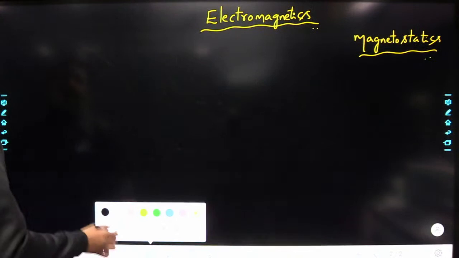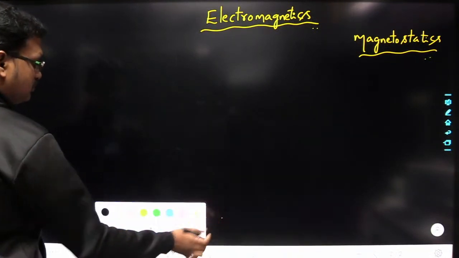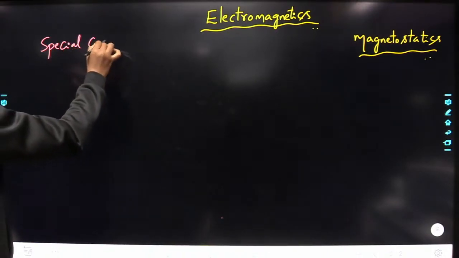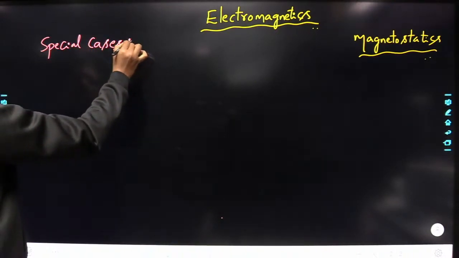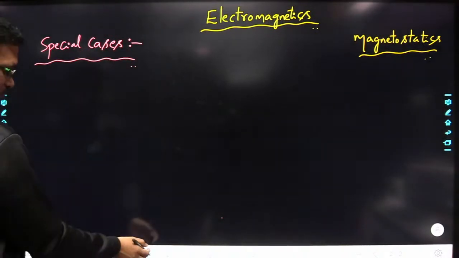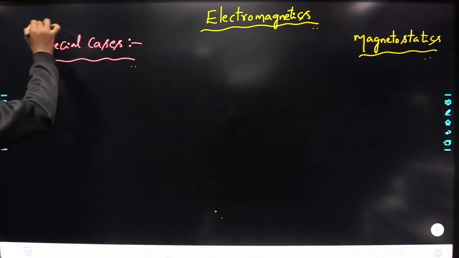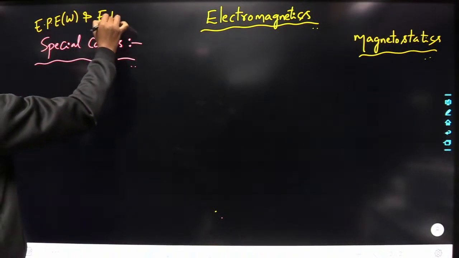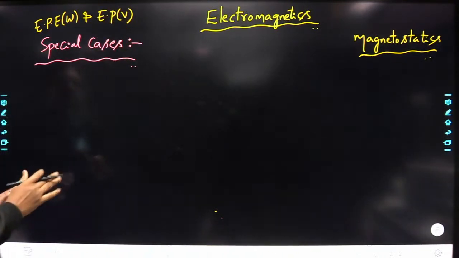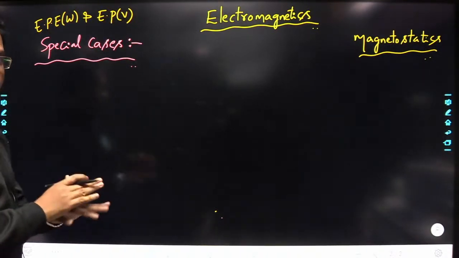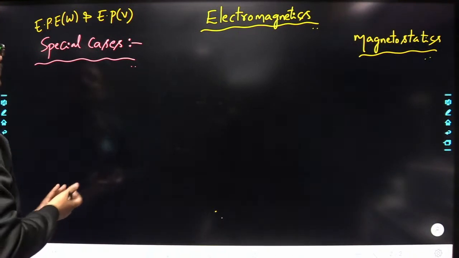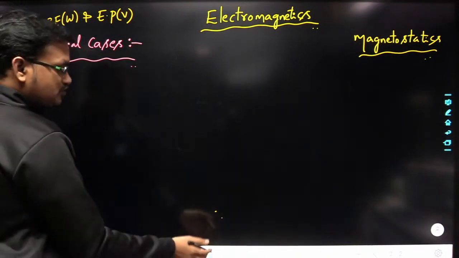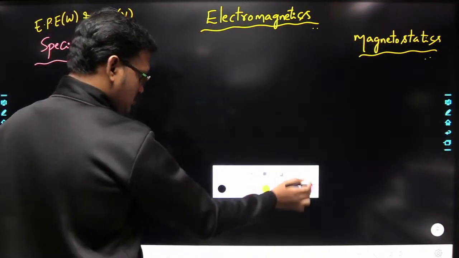So I'm going to deal with a special case here, for electrostatic potential energy and electrostatic potential. If I complete this one, then the electrostatic potential topic will be completed 100%, right? So just have some patience here for 15 to 20 minutes. After that we will start magnetostatics, right?